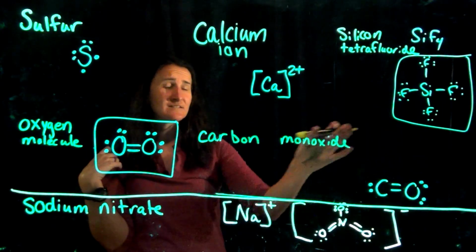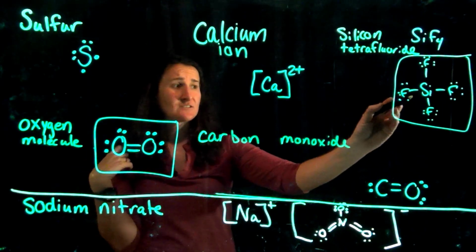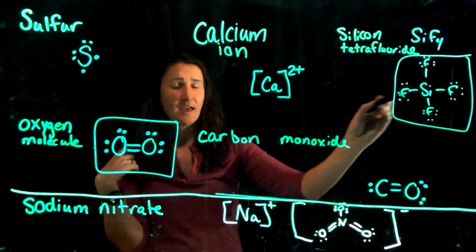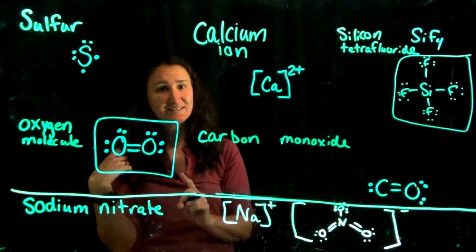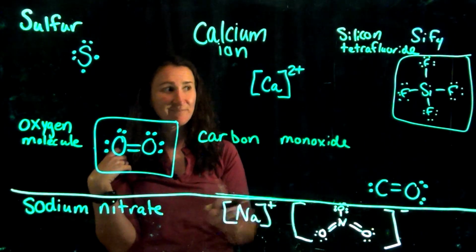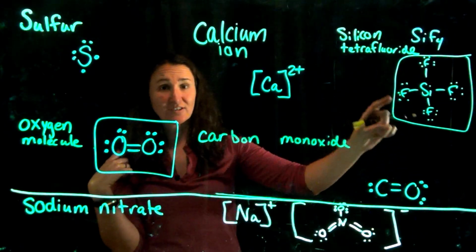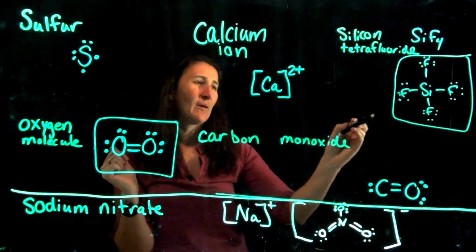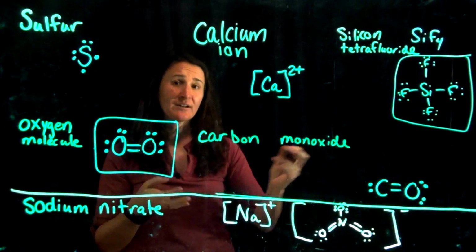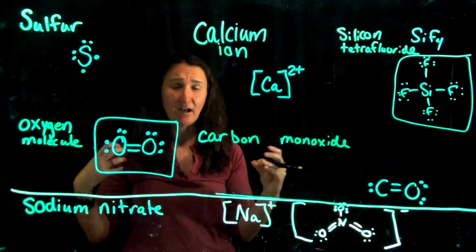Okay? What about silicon tetrafluoride? It's got a central atom attached to 4 atoms around it, and these 4 atoms are all the same atom. That's essential in polarity. It has a tetrahedral electron geometry. Remember all that from way back when? Think about the fluorines all pulling equally and oppositely.